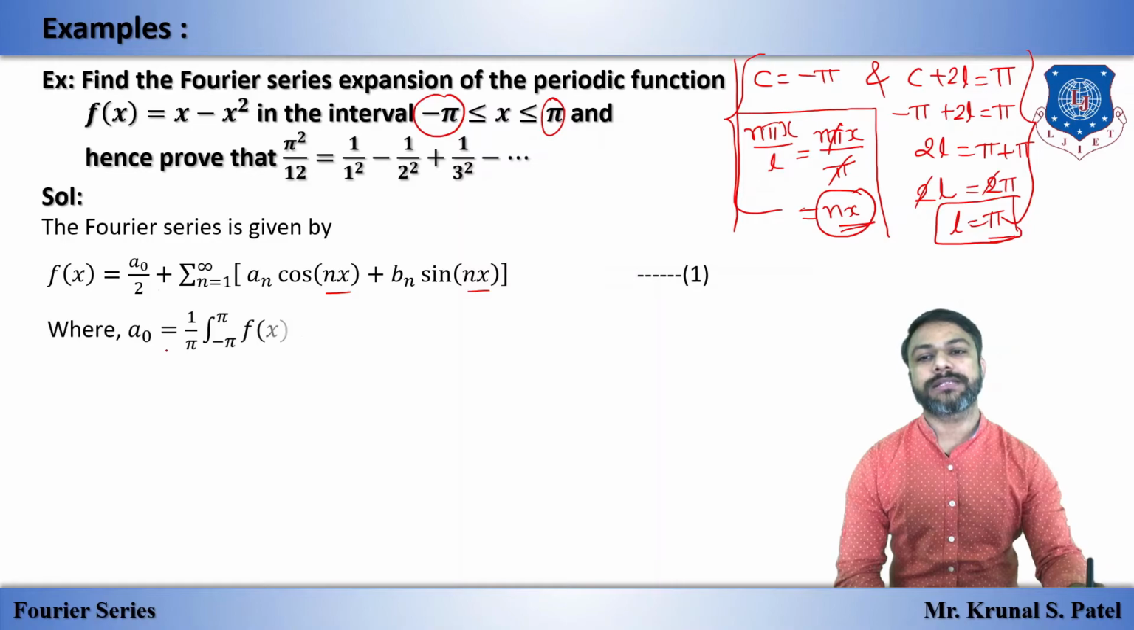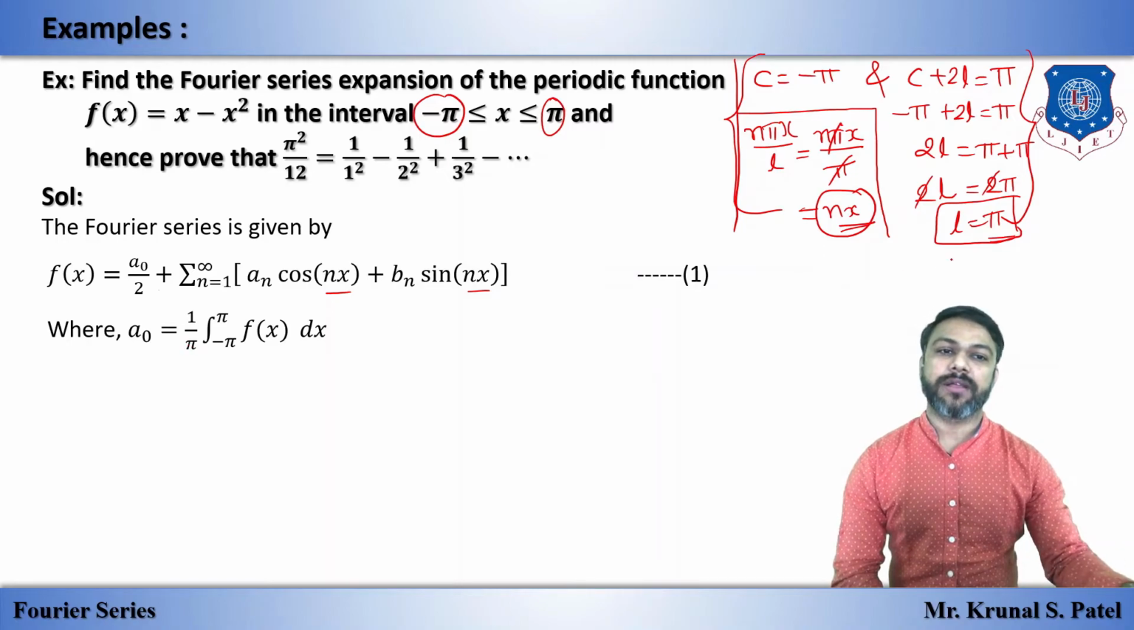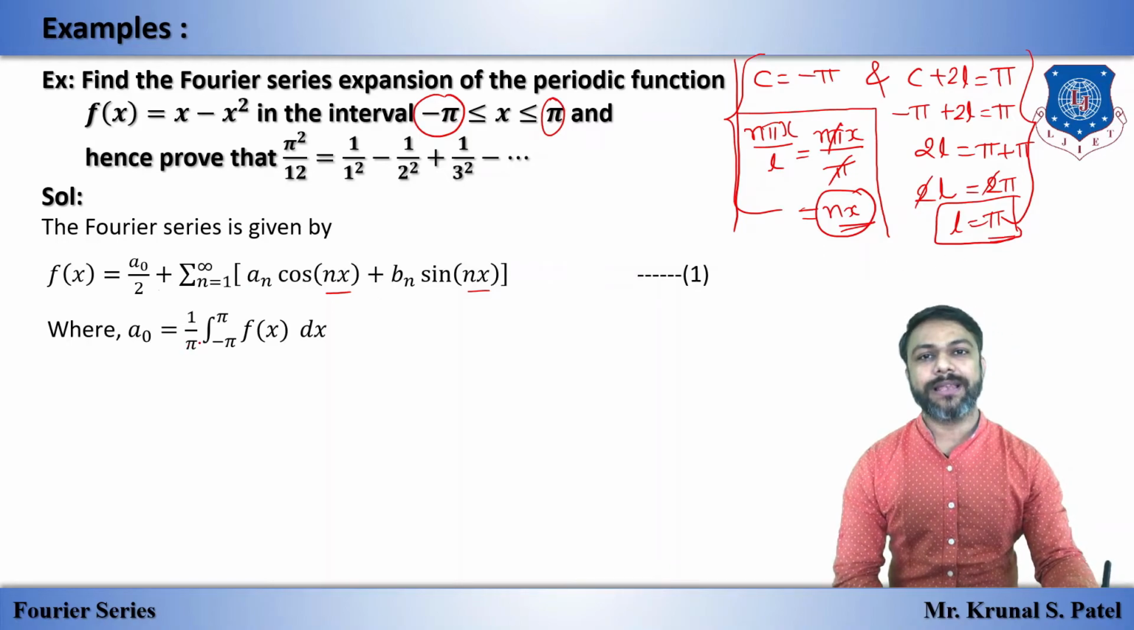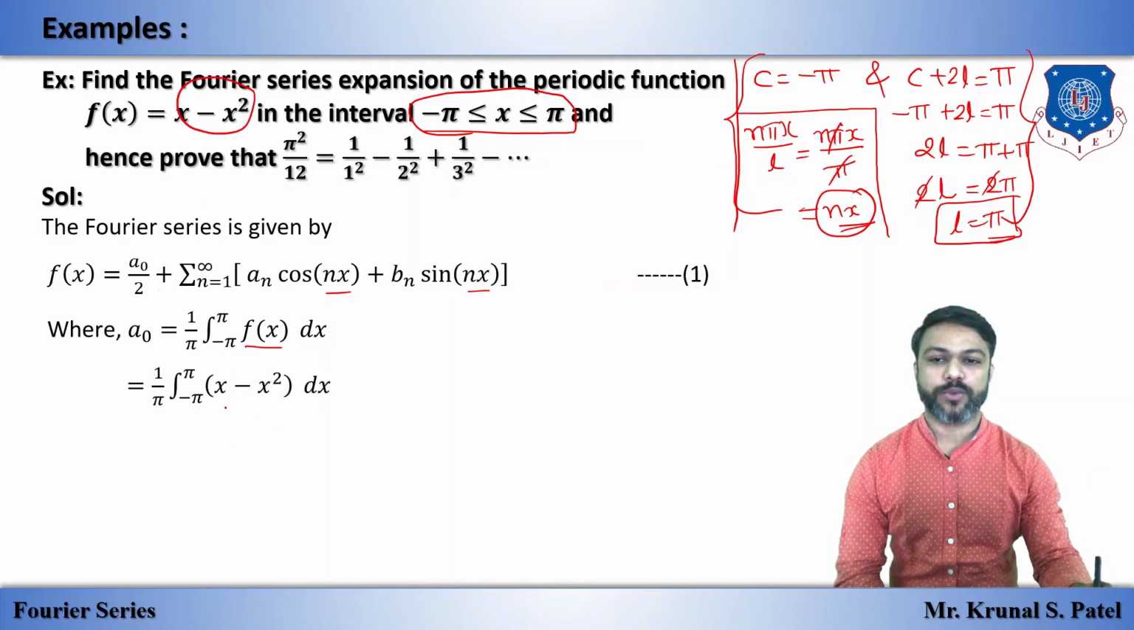Okay, now let's start with a0. A0 is 1 by pi, because l is our pi. The original formula is 1 by l and l is pi. Integration minus pi to pi, because this time we have the interval minus pi to pi, f of x dx. Now we will put the value of f of x, which is x minus x square. This is given in the question, x minus x square, and integration as it is and 1 by pi as it is. Now we have to integrate this.